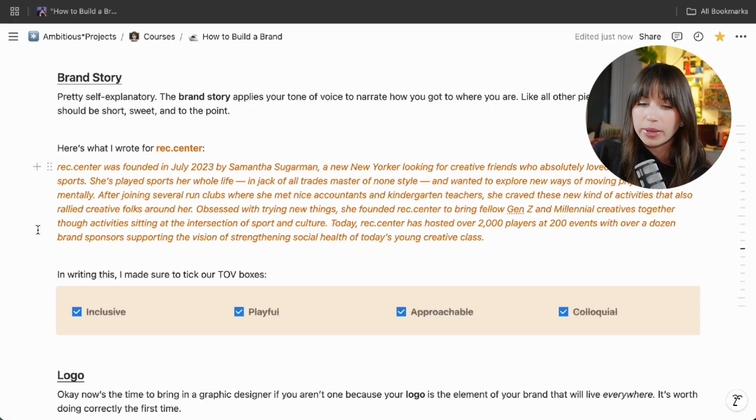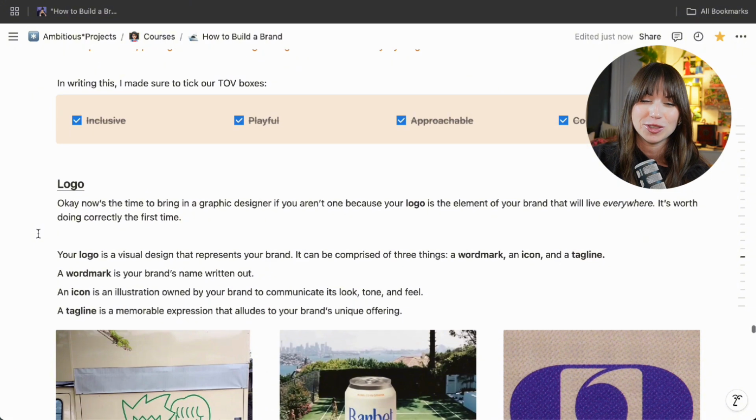You don't need to add data points like I did at the end. This is something that I would probably cut out and just leave it at sport and culture, but freak what you feel. We want to make sure that it ticks all of our tone of voice boxes of inclusivity, playfulness, approachability, and being colloquial, all of which it did. So now we can move on to our logo.